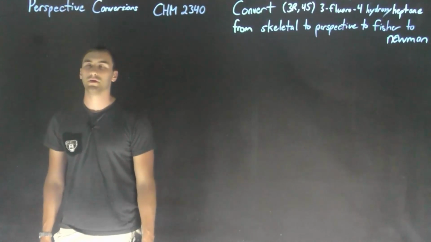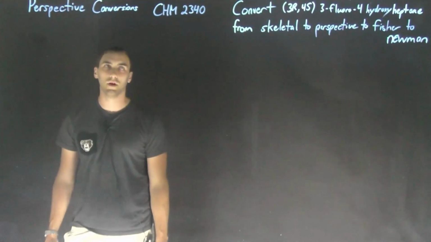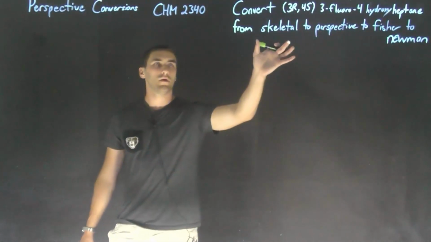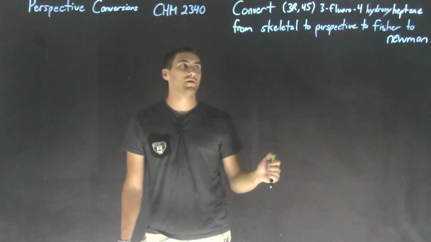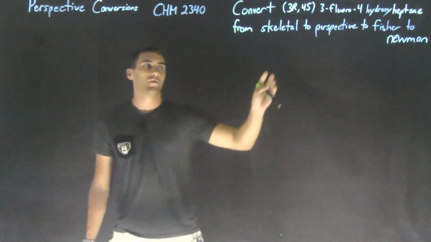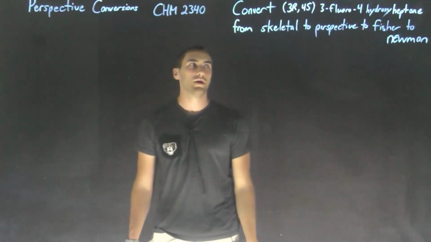My name is Chad Scribner, and we will be going over perspective conversions for Chem 2340. For this video, we have to convert 3R4S 3-fluoro-4-hydroxyheptane from the skeletal to perspective to Fischer and then to Newman.